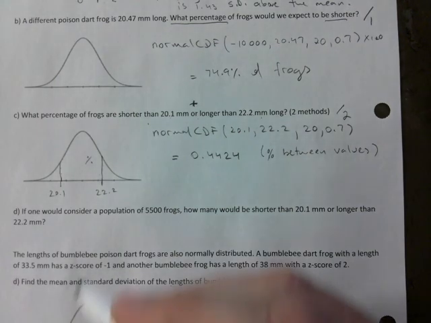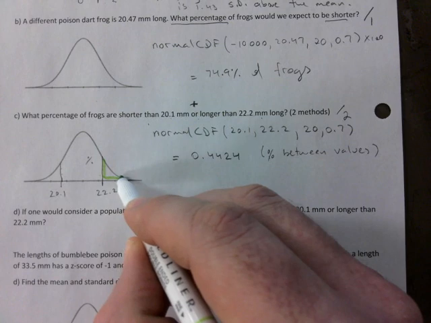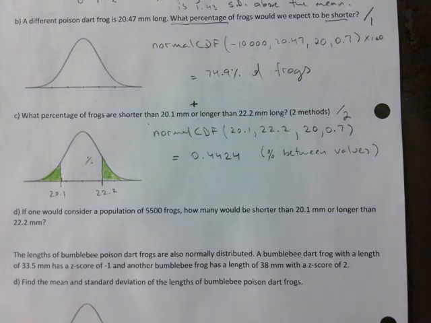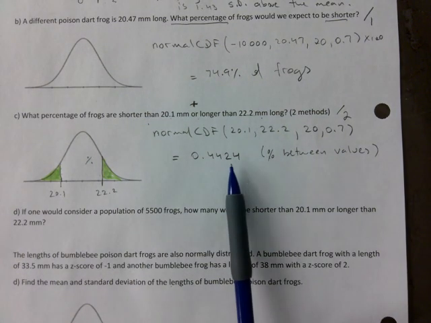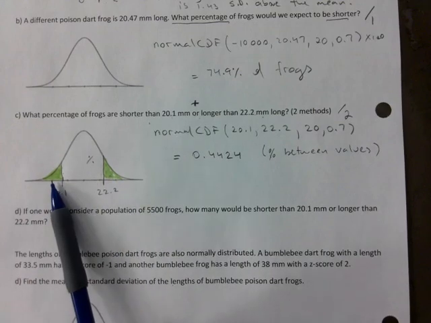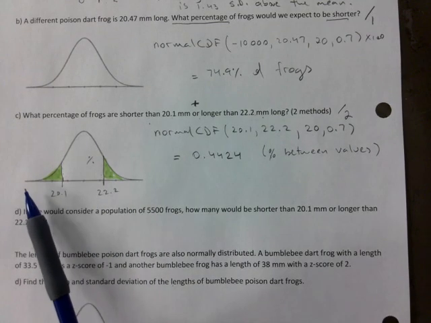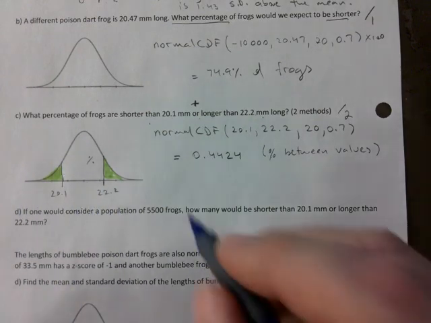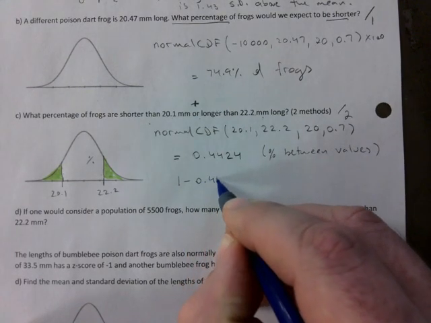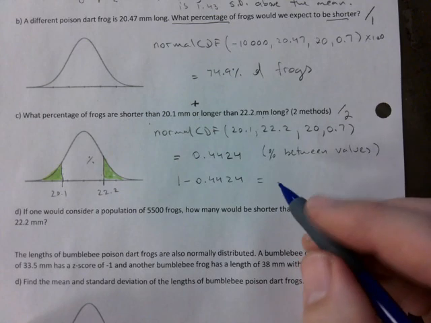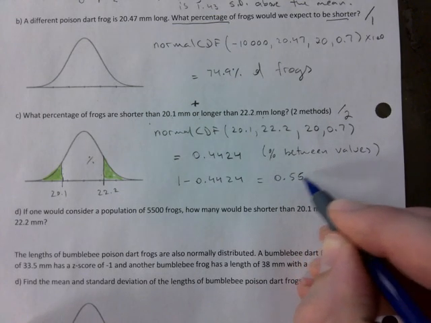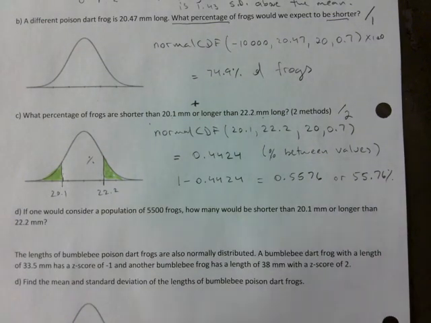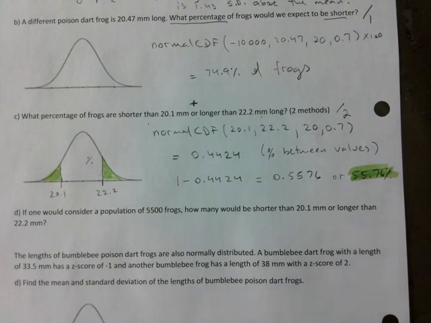But I really want this. I want longer than this, and I want this. This is really what I want, right? So how can I use this to figure out the little slivers on the outside? Do you remember what the whole curve is? It's 100% or 1. So I'm going to go 1 minus 0.4424, which is 0.5576 or 55.76%. And so this is what I'm after.